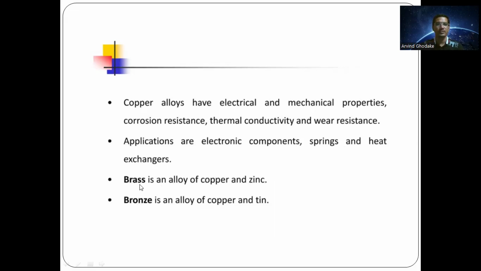Brass is the alloy of copper and zinc, and bronze is an alloy of copper and tin. In brass, again there are some types, that is alpha brass and beta brass. Then bronze is the alloy of copper and tin, that is Armitage bronze.